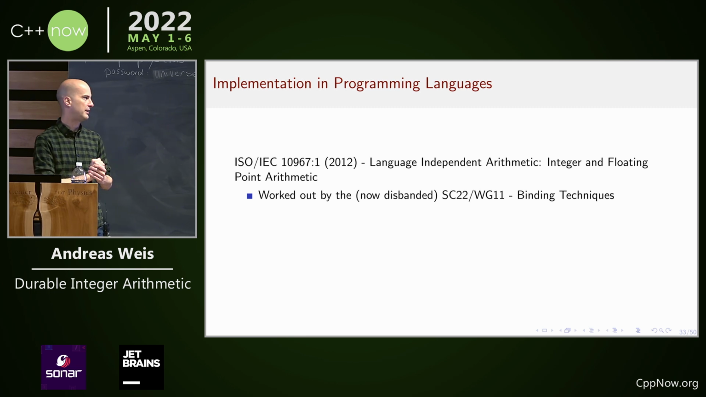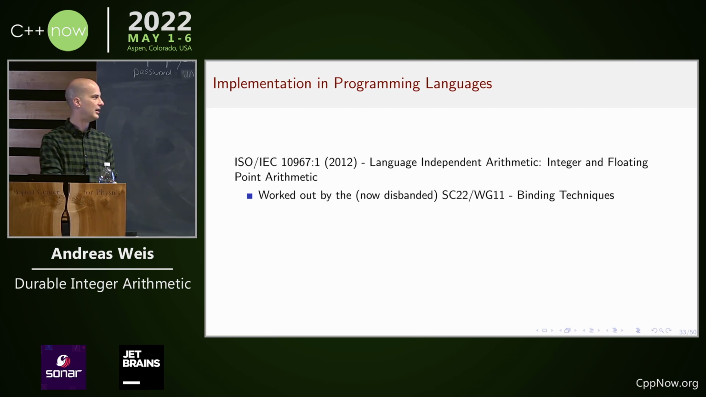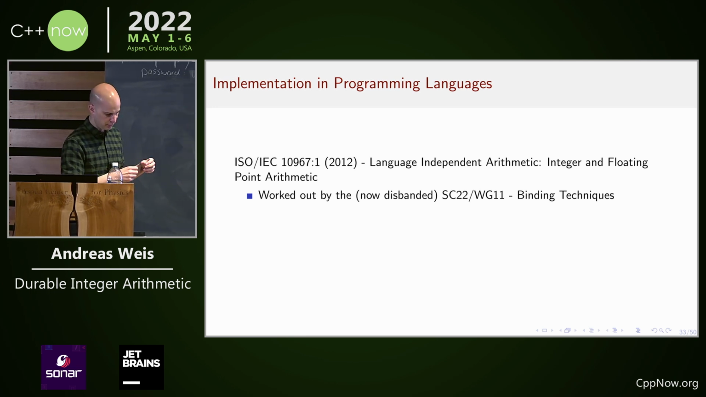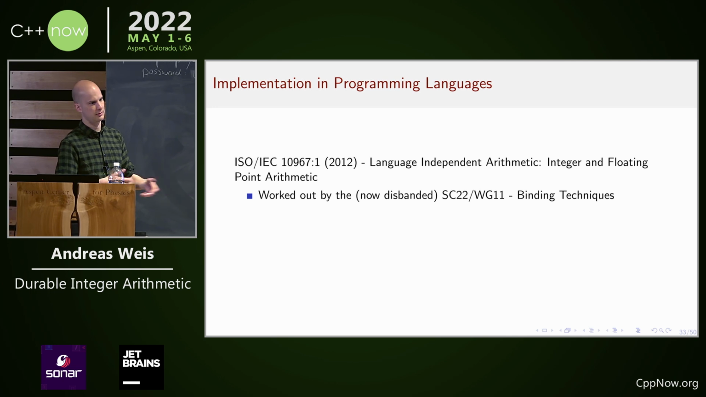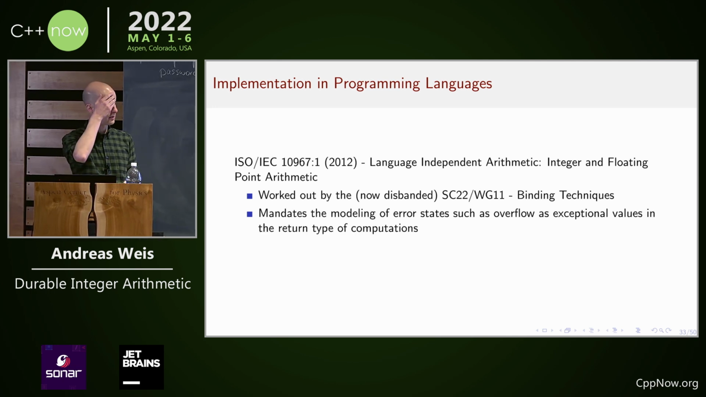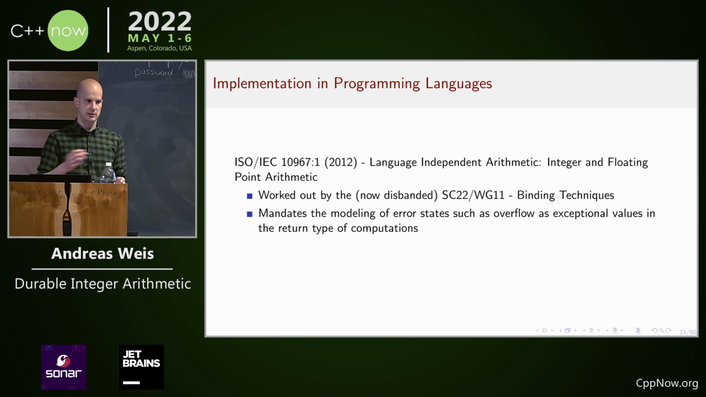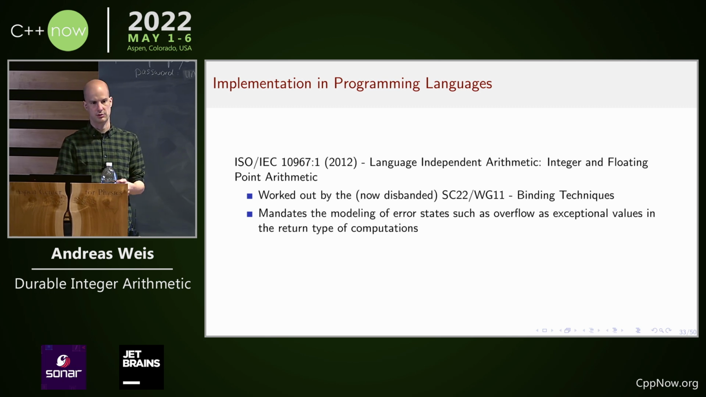It was worked out by the now disbanded SC22 WG11, which is sort of a sister committee of our beloved WG21. This was titled Binding Techniques, and what they were trying to standardize was basically programming language independent concerns, like, for example, arithmetic or how types look, and stuff like this. They published a couple of standards, and this one was by far the biggest. What they do is they mandate that the error states such as overflow, exceptional values, divide by zero, all of this kind of stuff is modeled explicitly in the language. So your result type needs to be able to represent these error states.